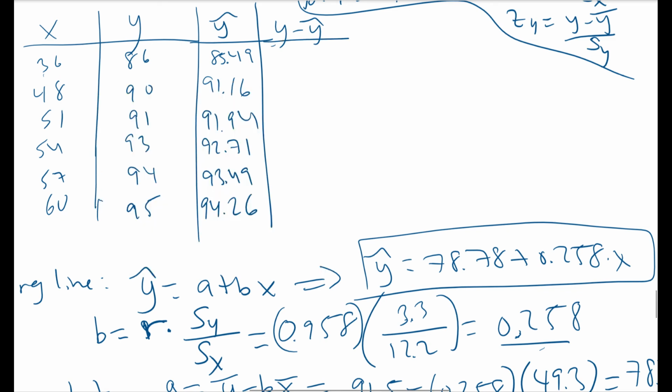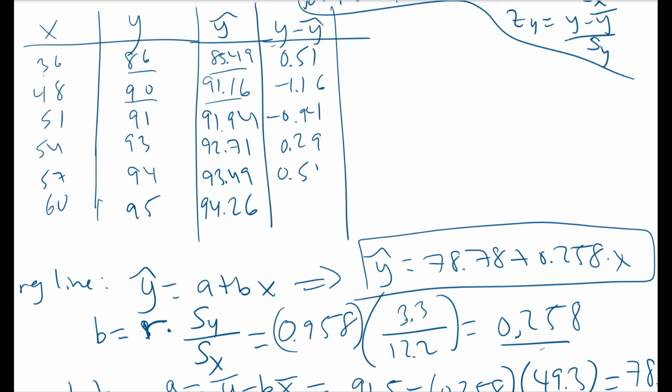The next thing is, now we want to do the y minus y hat. So this is where we subtract these two values. So 86 minus 85.49, or y minus y hat, sorry, that'll give you 0.51. Then subtract these two now, and I'll tell you what those numbers are. Negative 1.16, negative 0.94, 0.29, 0.51, and 0.74. So there's our residuals. So these are our residuals. So I'll say this is res for residuals.